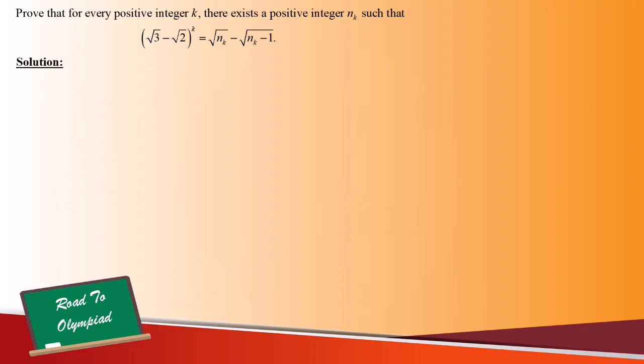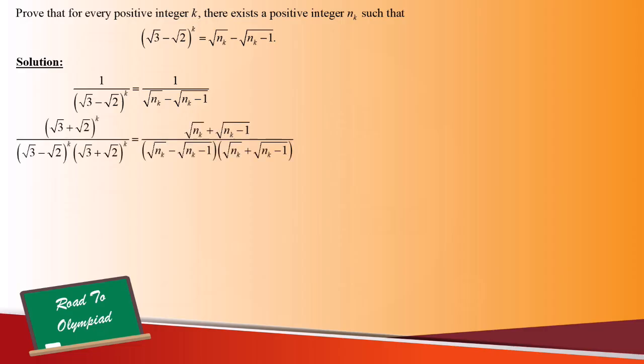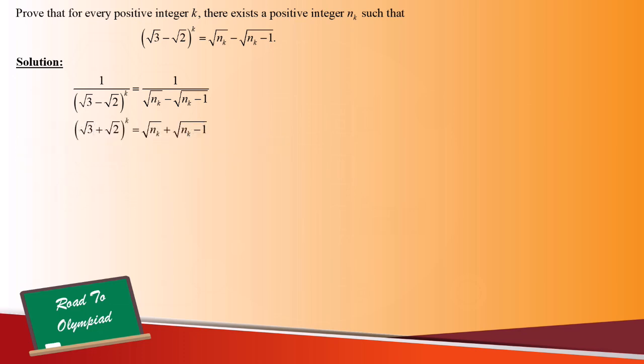To solve this problem, we start by noticing that by taking the reciprocal of the given equation, we can rationalize the denominator by multiplying by the respective conjugate pairs. The nice thing here is, upon simplifying the denominator, we notice that each of them simply gives us 1. Therefore, we have (√3 + √2)^k = √n_k + √(n_k − 1).